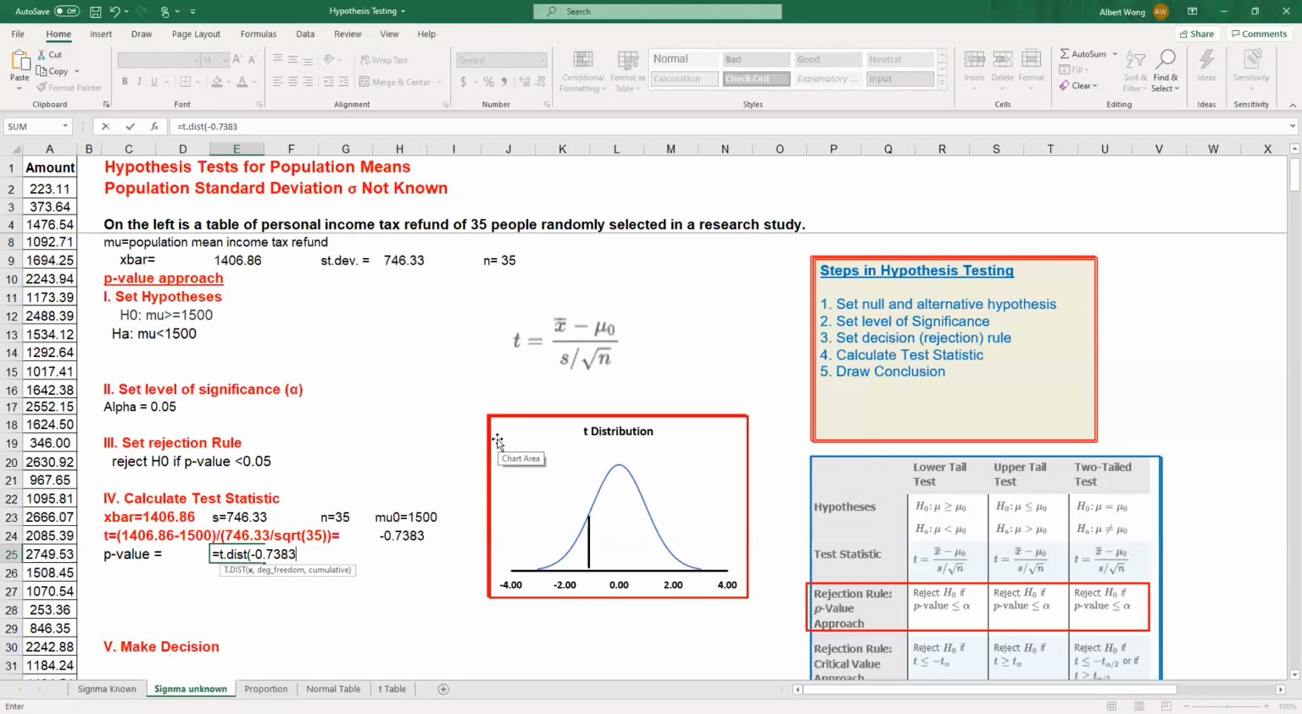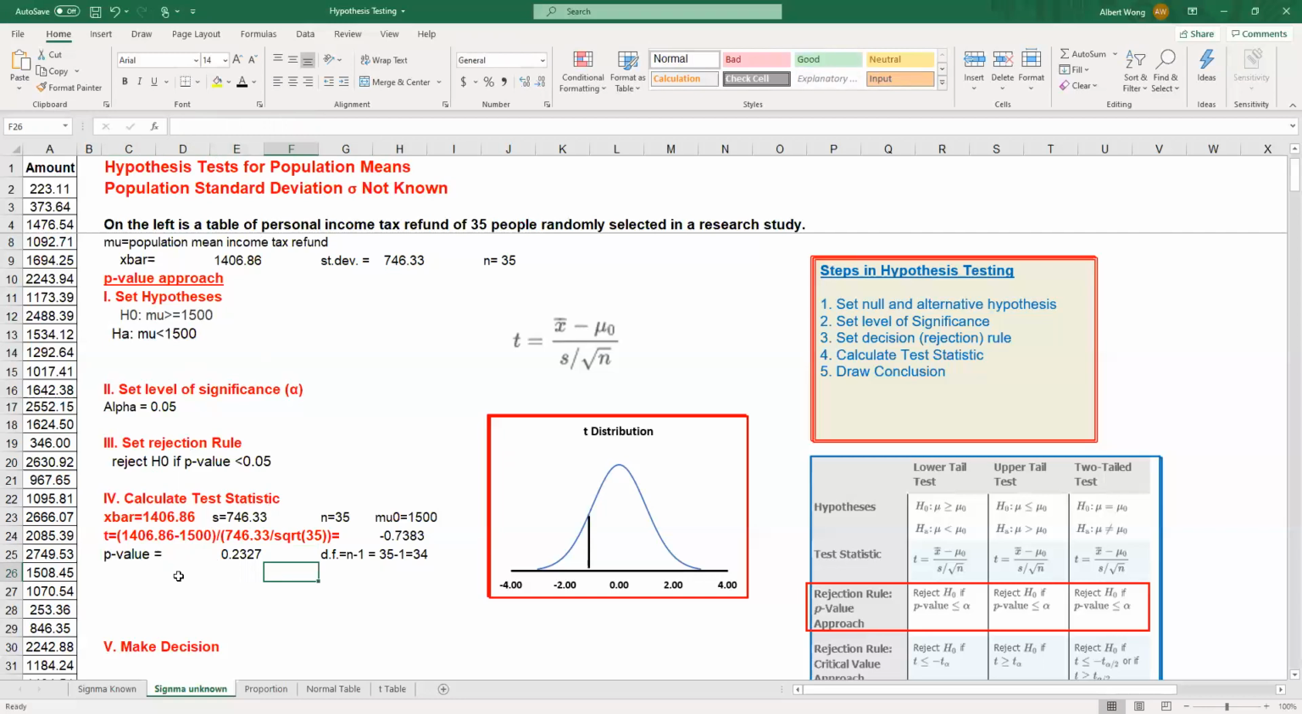0.7383. And then we need to specify the degrees of freedom. Now, the degrees of freedom is always n minus 1. For this problem, it's 35 minus 1, and then, of course, 2. Later on, when we have other problems, the degrees of freedom is not n minus 1. But in this case, it's n minus 1, which is equal to 35 minus 1, which is equal to 34. And so the p-value we can calculate by using this formula, t dot dist, bracket, the point, the degrees of freedom, and 2.